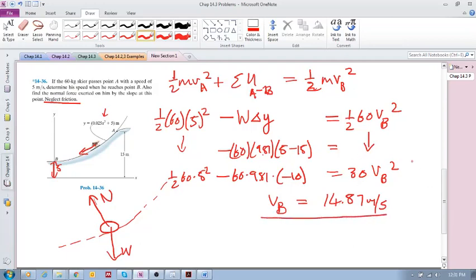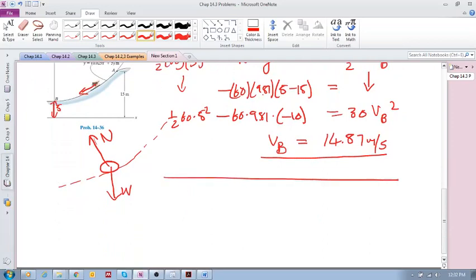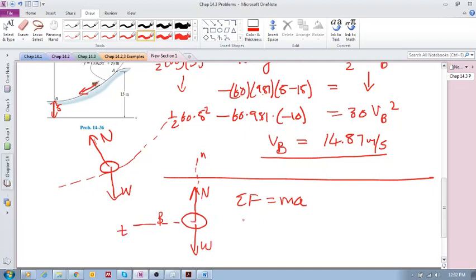So what's next? Determine the normal force exerted on him by the slope at this point, which is B. So with another free body diagram, we have the normal force at B, and then the weight acting down. If we use Newton's second law, the sum of the forces is equal to mass times acceleration. If we use normal and tangential components, then in the normal direction we have N minus weight, which equals mass times acceleration in the normal direction, m v squared over rho.